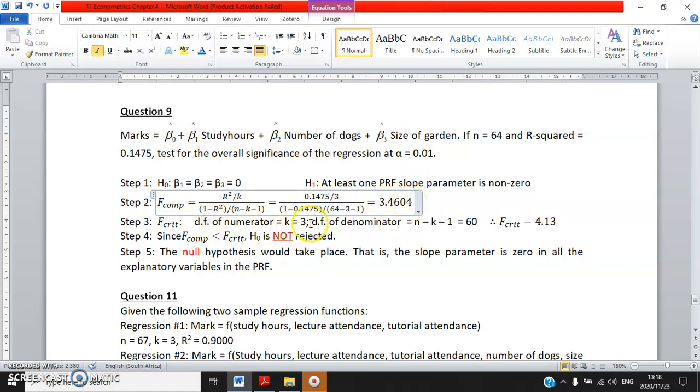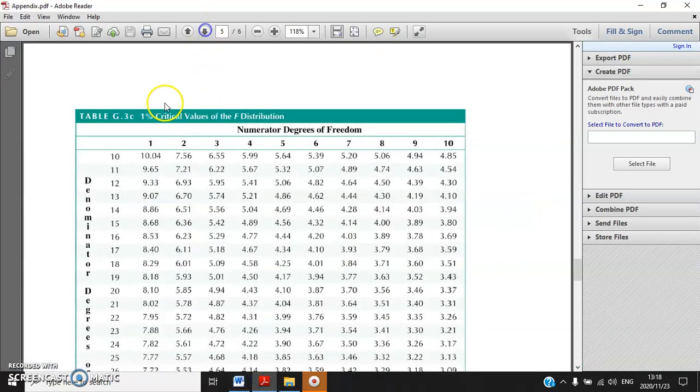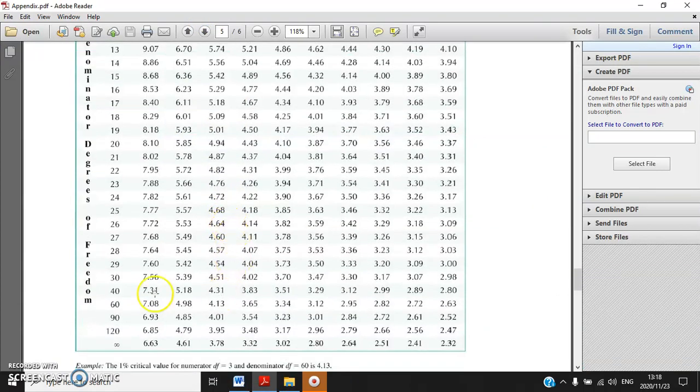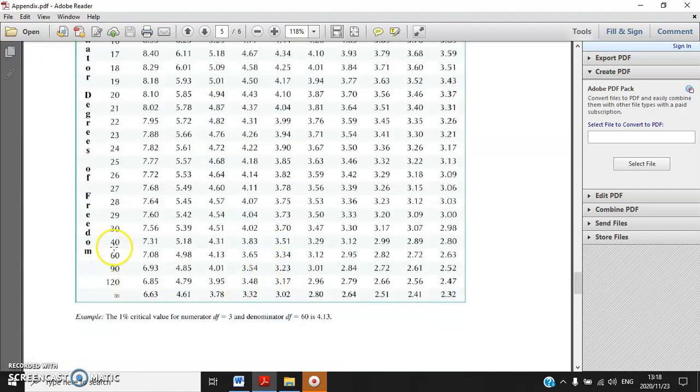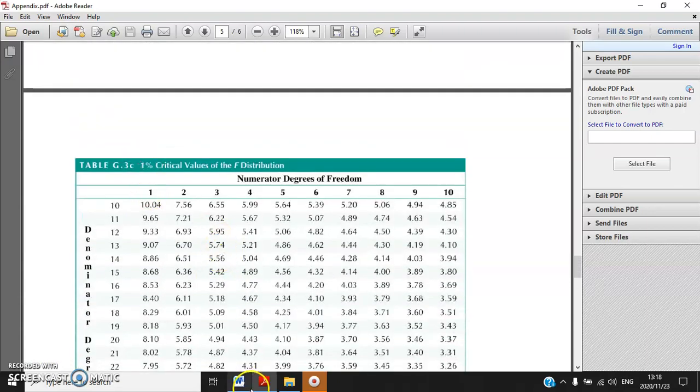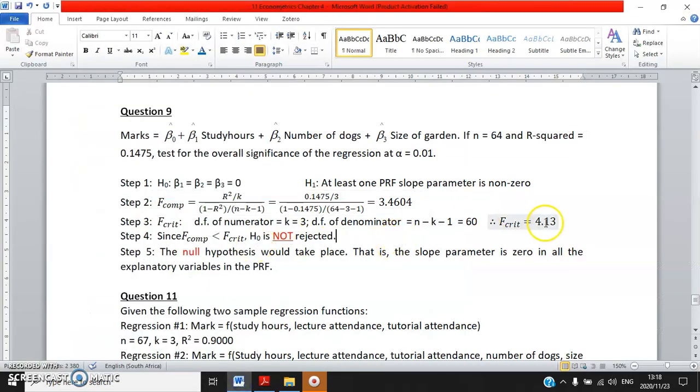Critical F stat, 3 and 60, alpha 1%. So this is the right F table, alpha 1%. 3 and 60, then isn't it 4.13? Yeah, 3 degrees of freedom of the numerator, 60 degrees of freedom of the denominator. So the critical F stat is 4.13. So the computed F stat is smaller than the critical F stat, so we do not reject the null hypothesis. Then game over for this regression.